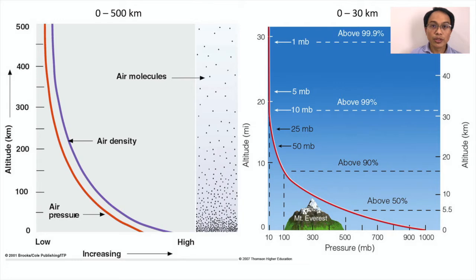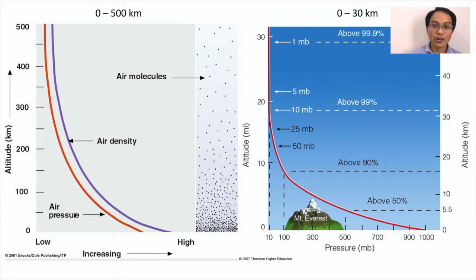In this video, we will look into the vertical pressure and temperature profiles of the atmosphere. Shown here is the pressure variable. The figure on the left is the pressure and density variables of the atmosphere with altitude. The altitude is in kilometers ranging from 0 to 500 kilometers.